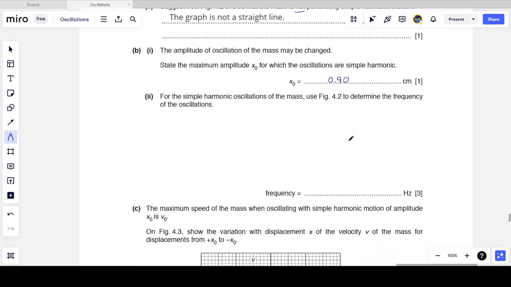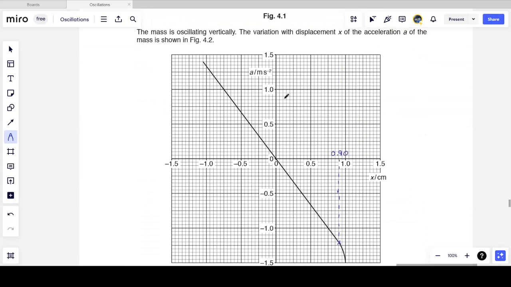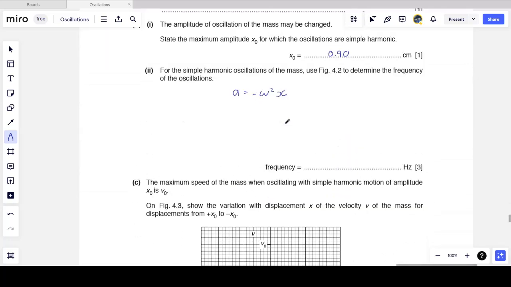Next, we are told that for the simple harmonic oscillations of the mass, we are to use the figure to determine the frequency of the oscillations. They asked me to use the figure, and I know I'm going to need to use a equals minus omega squared x. How do I know that? Because I'm given a graph of a versus x. And so the one thing that I can find from the graph will be omega, and omega is related to the frequency, so I can find the frequency.